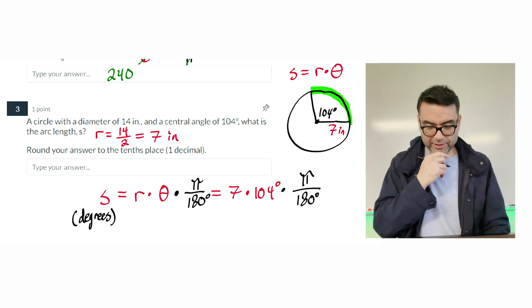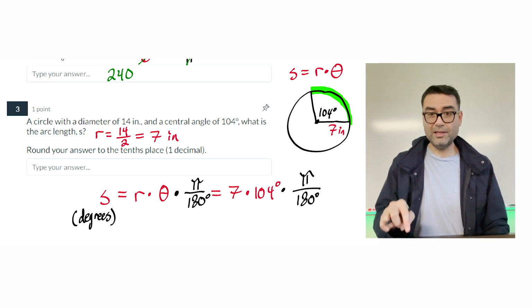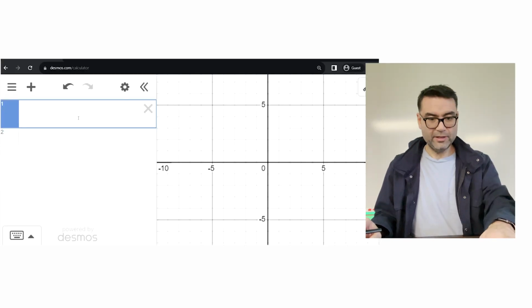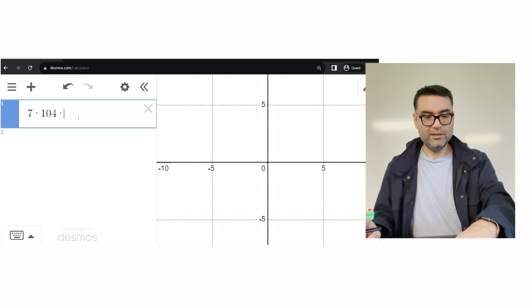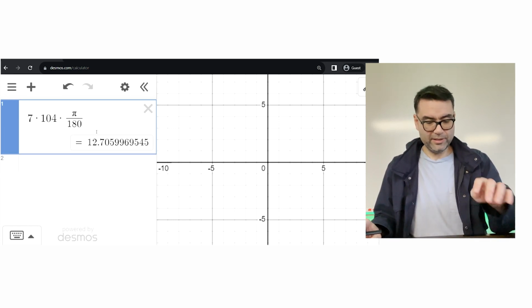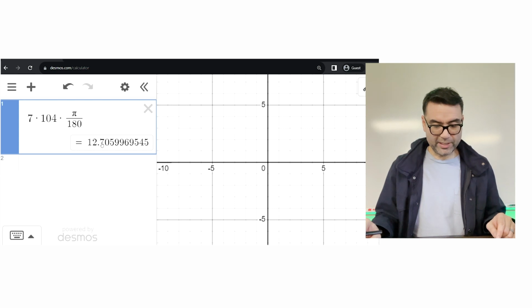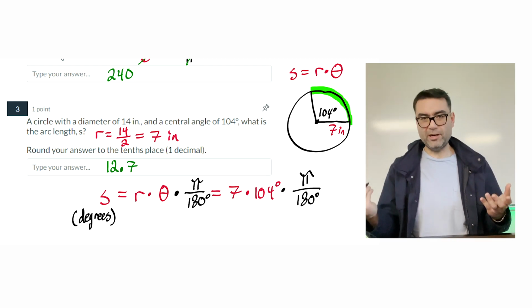It says round your answer to the tenth place, 1 decimal. So I'm going to type in 7 times 104 times pi over 180 in Desmos, and let's see what I get here. If we round to the nearest tenth, that would be about 12.7. So 12.7. That's inches, but we're not going to put our units.